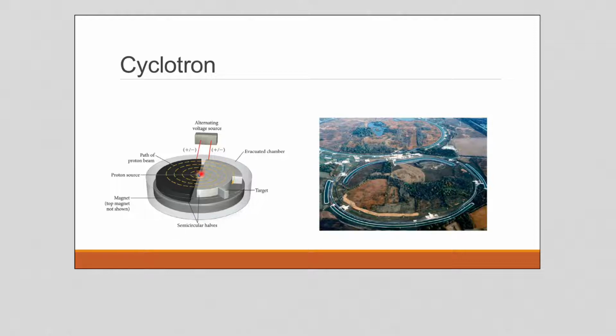So the particles would start in the center, and they would then make their way in and out, being repelled by positive, attracted by negative. Then we'd switch, and it would just keep being pushed and pulled back and forth as it moves around the circle to the different sides of the circle until it reaches the outside, at very high speeds, and then collides with the target, giving us our transmutation reactions.